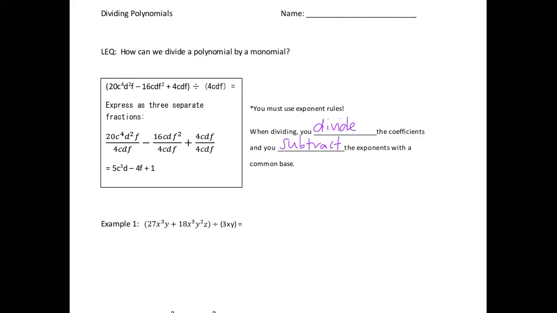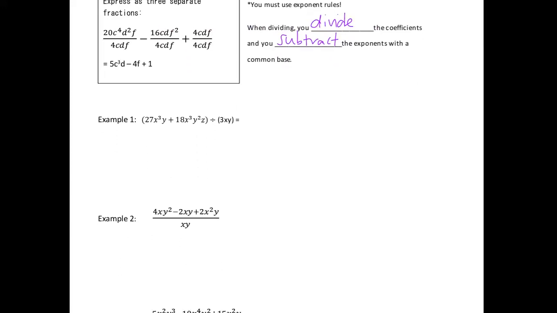The difference is, as you can see over here on the left in our box, if we're looking at this trinomial divided by this monomial, we're simply going to take each term of the polynomial, and we're going to divide every single one of them by the monomial. So notice how these are all the same. And then we just reduce using exponent rules. So let's take a look at example 1.